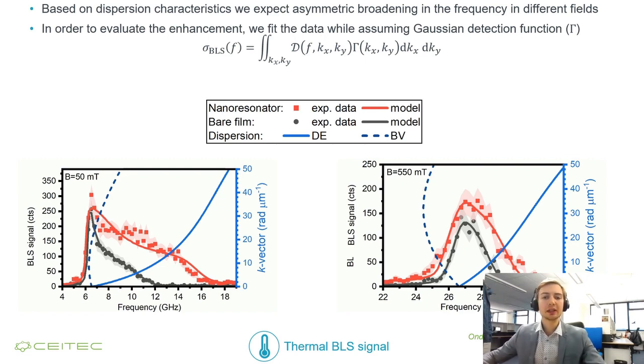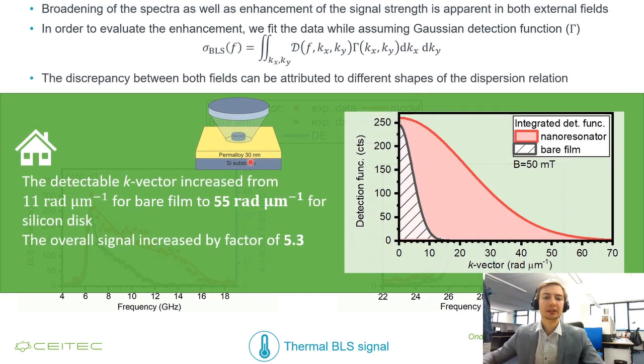So to conclude, we measured an individual silicon disk, and we were able to increase the detection sensitivity of micro BLS from 11 radians per micrometer in the case of the bare film to something like 55 radians per micrometer when we were measuring on the individual silicon nanodisc. Also, the signal strength or the amplitude of the detection function was increased. And if we look at the overall signal, the factor of increment is something like 5.3. And here are shown the fitted detection functions, so these gammas.